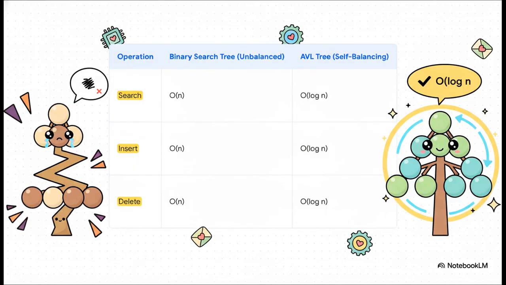This table just drives that point home. In the worst case, a basic BST is no better than a simple list. And that's exactly why computer scientists came up with self-balancing trees, like the AVL tree you see here. These are amazing. Whenever you add or remove a node, they automatically perform these clever little rotations to shift branches around and make sure the tree stays bushy and efficient. They guarantee that fast O(log n) performance no matter what.